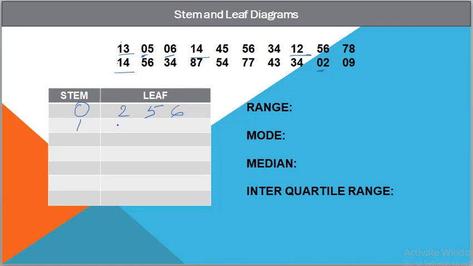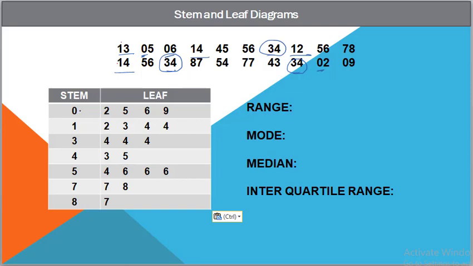In ascending order, we write 2, then 3, and then 4. Any other number with 1 as a stem? No. If we take 2 as a stem, we do not have any numbers. Let's consider whether we have 3 as a stem. We have 34 here, 34 here, and 34 here. So the stem is 3, and the leaves in ascending order are 4, 4, and 4.